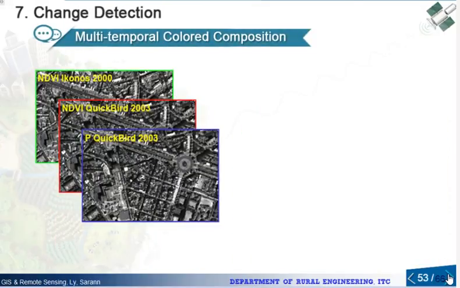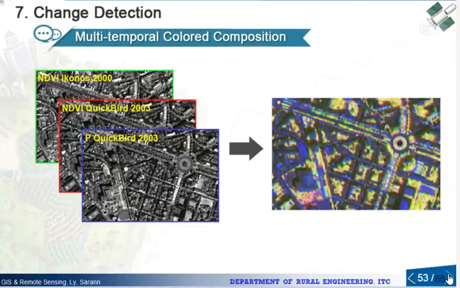So by using the multi-temporal color composition, for example, here on Ikonos 2000 and QuickBird 2003, we can produce the color composition and we can see the change. We can detect the change by different colors here. We see blue, yellow, or black. That shows you the kind of change in the image in the area.